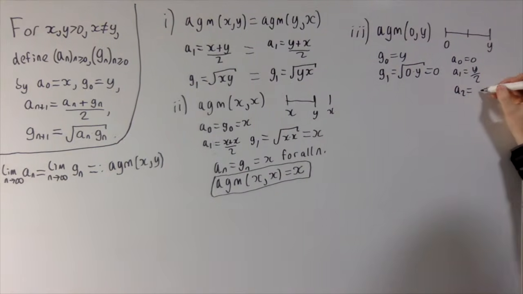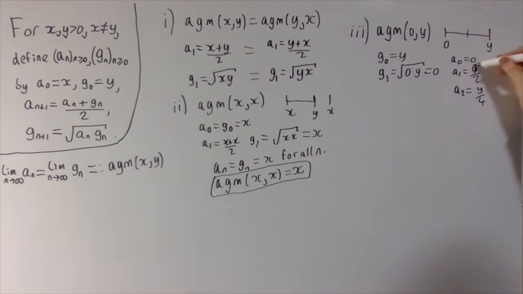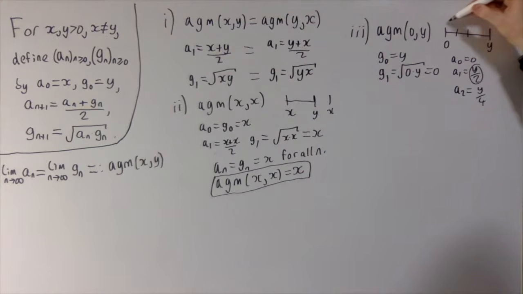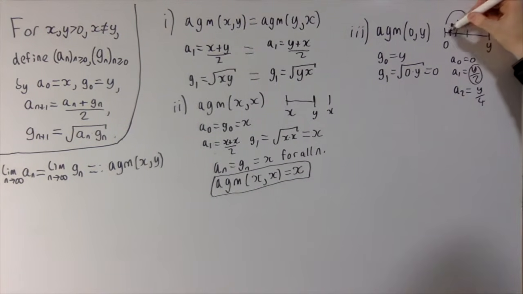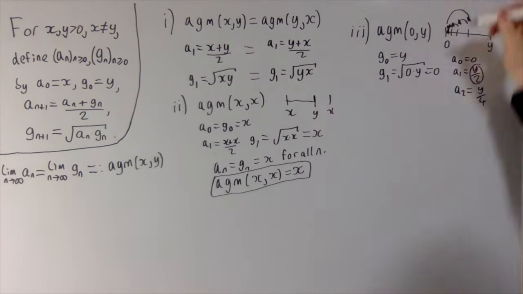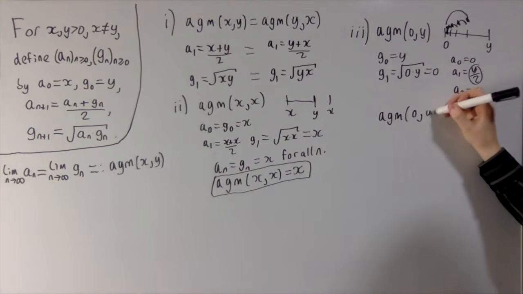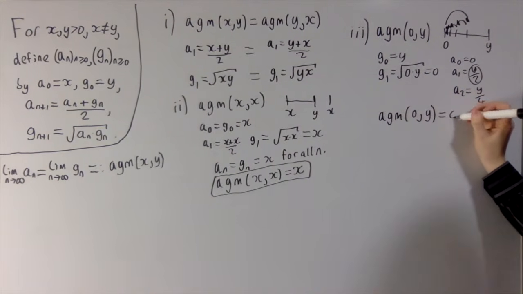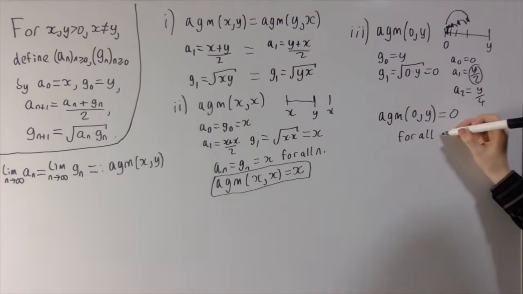a2 then, this would be y over 4, because you would do the arithmetic mean of y over 2 and 0. So kind of what happens with your a is you've got this decreasing sequence, which will just decrease down to 0. So here you can say your AGM of 0 and y is always equal to 0 for all y.